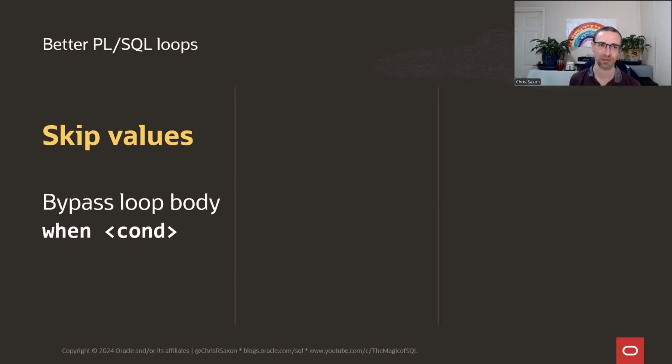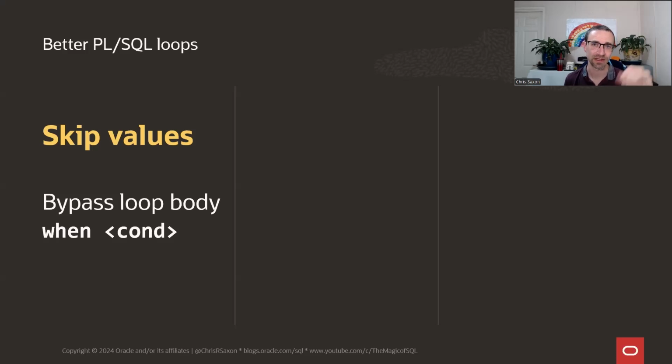So just to recap on those, we saw we got the ability to skip over variable values in loops now. So in the past, PL SQL loop variables were always integers that incremented by 1. You can now bypass the loop body by specifying a when condition.